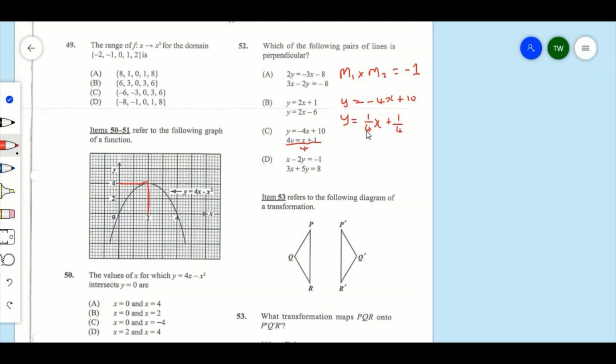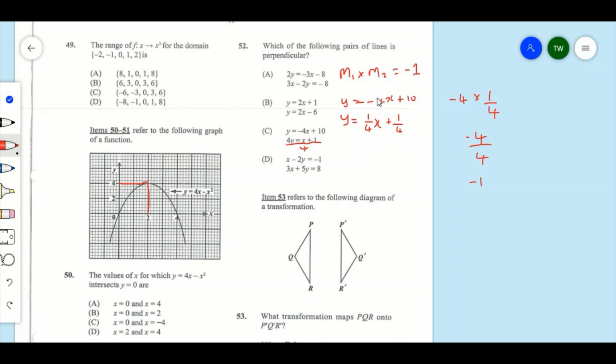Now, if both lines are perpendicular, then when we multiply their gradients, we should get -1. So let's do that. It's going to be -4 multiplied by 1 over 4. -4 times 1, that's going to give us -4 over 4, and -4 over 4 is the same thing as -1. So therefore, our answer is going to be C, because it satisfies the condition.